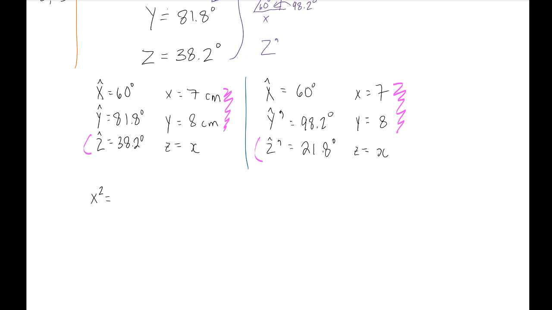I'll say that x squared is equal to 7 squared plus 8 squared minus 2 times 7 times 8 times cosine of 38.2. This would have been the step that, Hannah, I suspect you actually worked through because you said you got the measurement of 5 on your first run. And so I'm pretty sure once I do this, I'm going to get something really close to 25. Yep, 24.9. And so that tells me that x is approximately 5.